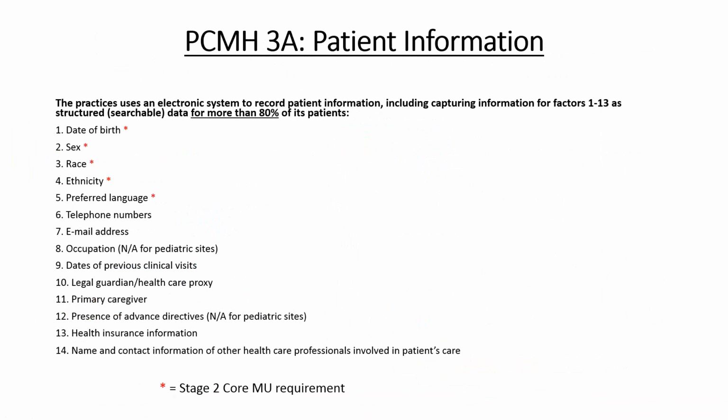Element A, patient information. You can see here the list of factors, looking at that the practice is using the electronic system to record this patient information. So factors 1 through 13 as structured searchable data for more than 80% of its patients. And then factor 14 at the bottom, the name and contact information of other healthcare professionals involved in the patient's care. So obviously looking that there's a record of all the different places and providers that are giving this patient care. The first 5 factors you can see there is where the meaningful use alignment comes in.